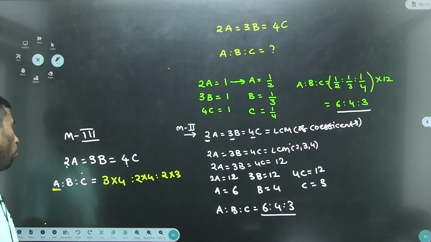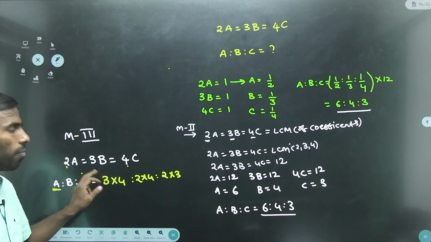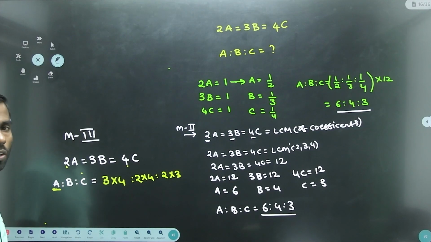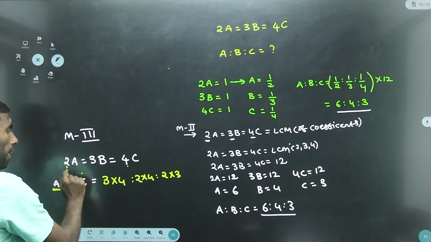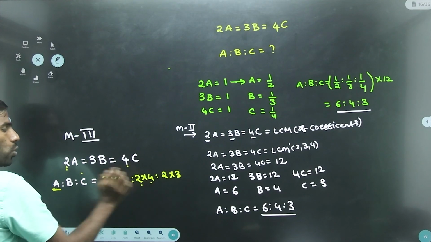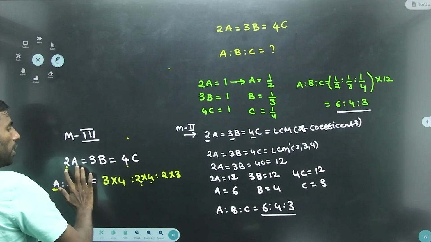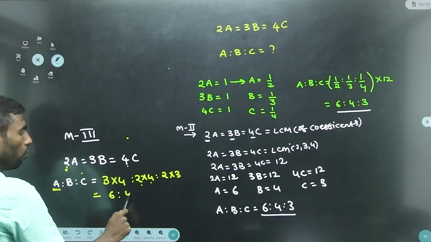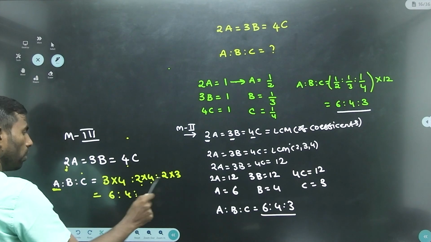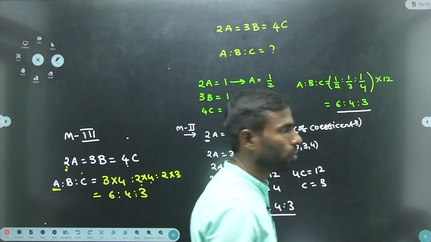I repeat. To find the a ratio value, close the a part, take the coefficients of b and c, that is 3 and 4. To find the b ratio value, close the b part, take the coefficients of a and c, that is 2 and 4. To find the c ratio value, close the c part, take the coefficients of a and b, that is 2 into 3. So 3 into 4 is 12, 2 into 4 is 8, 2 into 3 is 6, which simplifies to 6 is to 4 is to 3. So you get the same answer.